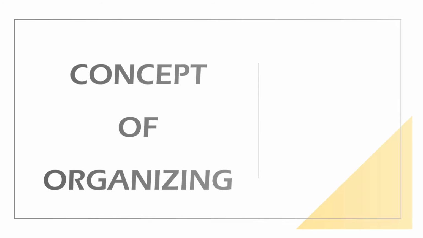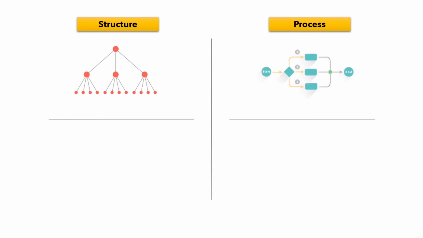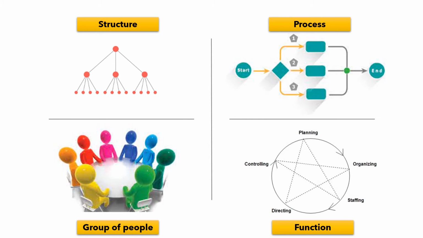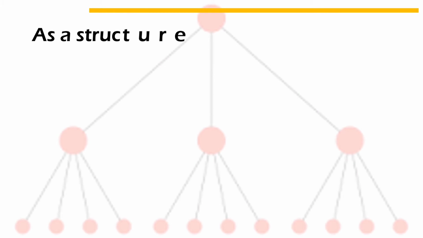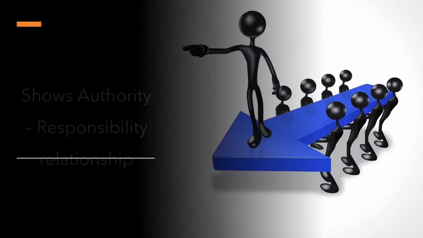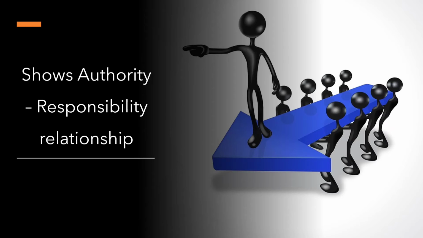Concept of organizing. Normally, organizing is known as a structure, process, a group of people, and function of management. To understand the concept of organization, it's necessary to define the following terms. As a structure. As a structure, organizing shows authority and responsibility relationship among the members. It is a static concept that cannot be changed easily and quickly.